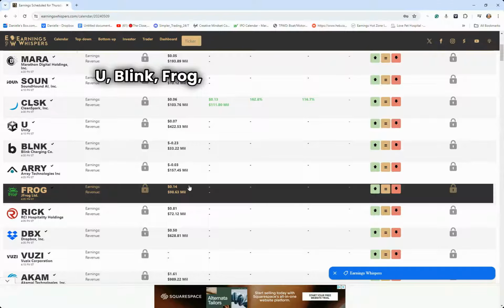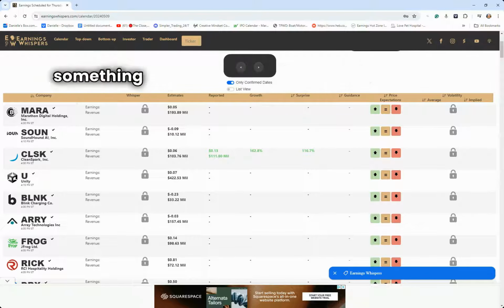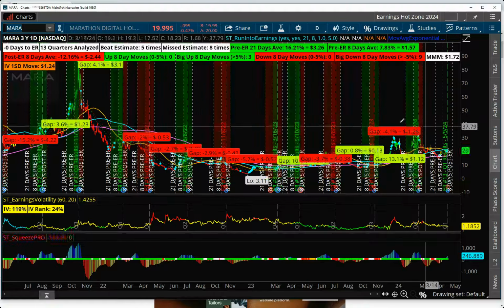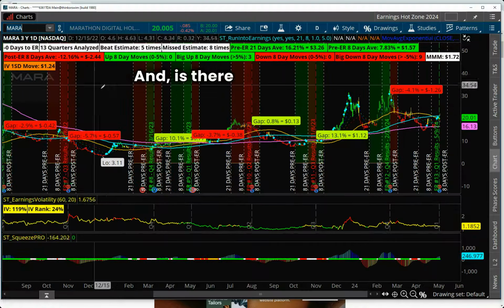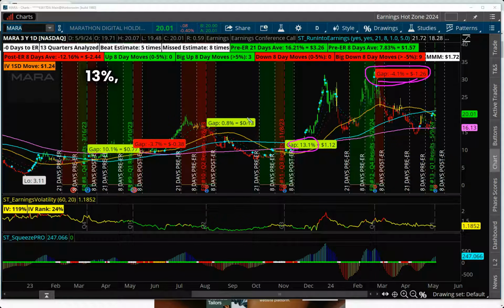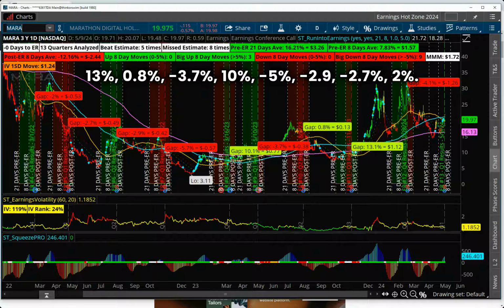Blink, Frog, DBX, and you just want to go down your list and say, okay, is there something here that has high implied volatility, and is there a decent chance that it'll stay within a range? Well, how do you know if there's a decent chance? Well, you go back and you look at what it's done quarter over quarter. Like Mara, for example, this is 4%, 13%, 8%, 3.7, 10%. Let's see, 5%, 2.9, 2.7, 2%.